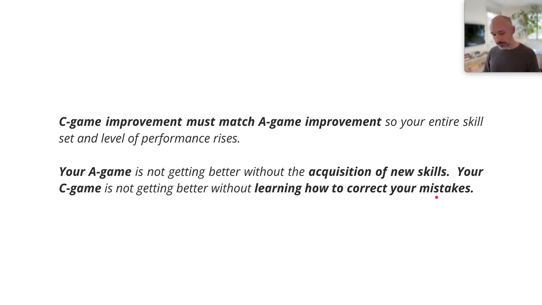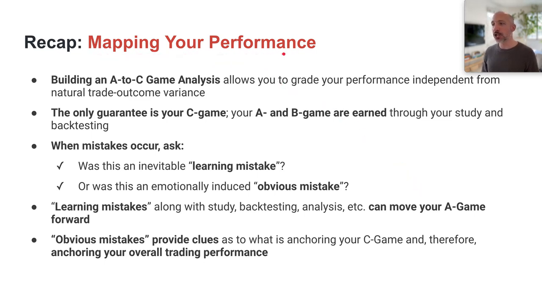Okay? So this recap, mapping your performance, recap this section. Building an A to C game analysis allows you to grade your performance independent from natural trade outcome variance. Very important. Your only guarantee is your C game. That's what's happening automatically and subconsciously. Your A and B game are earned through study and backtesting.